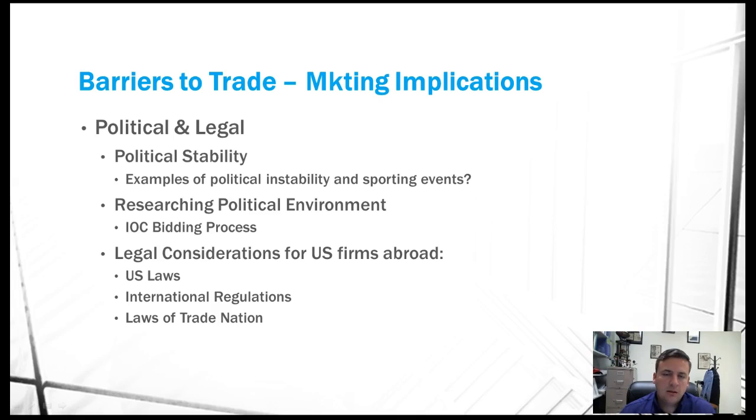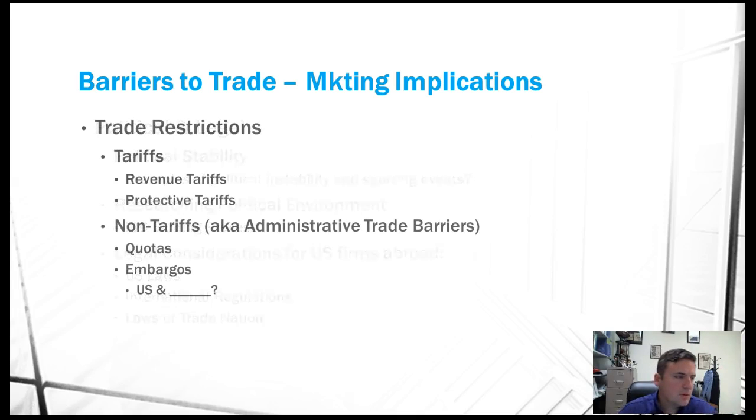So the European Union or the EU, the North American Free Trade Agreement, those are things that would be considerations of international regulations. And then laws of trade nations. So are there laws similar to that of the United States? These are all things that we want to consider when looking at political and legal environments. And so I mentioned trade restrictions.